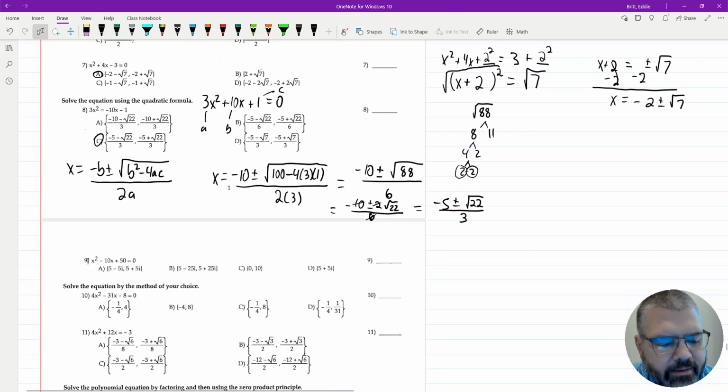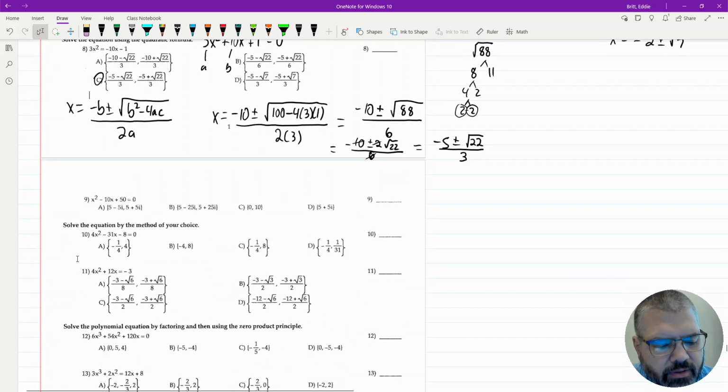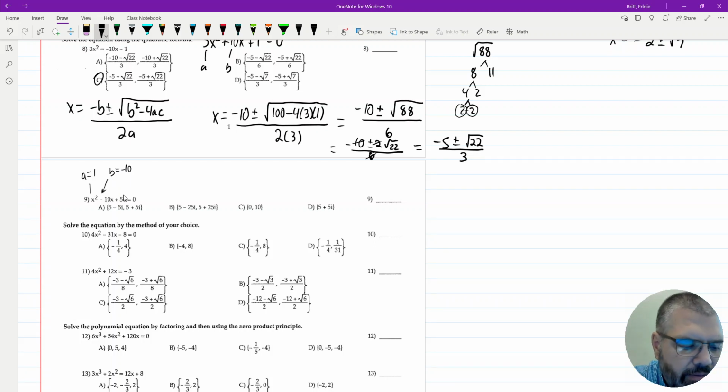Now, number 9 has the same directions as number 8. So number 9 wants us to use the quadratic formula. So number 9, your A is equal to 1. Now your B, you got to be careful here. Your B is equal to negative 10. Don't forget that it's negative. Then your C is equal to 50.